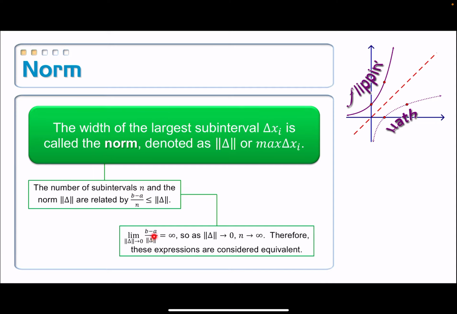And does this also make sense? B minus a here is going to be a positive number that we're going to divide by something that's getting closer and closer to 0. Some number over 0 is going to approach infinity. What does that mean? It means that as the width of the largest subinterval approaches 0, we're going to get more and more rectangles to fit underneath the curve. They're going to start approaching infinity. So those two expressions are considered equivalent as the norm approaches 0 or as the number of rectangles approaches infinity.